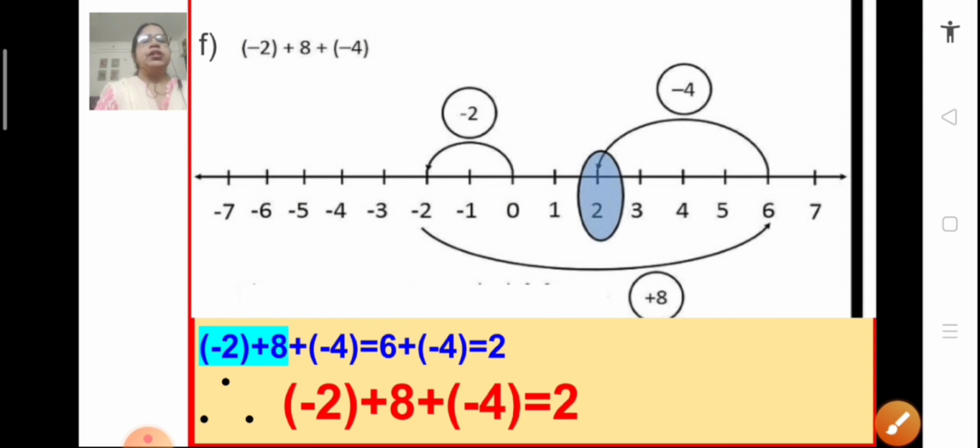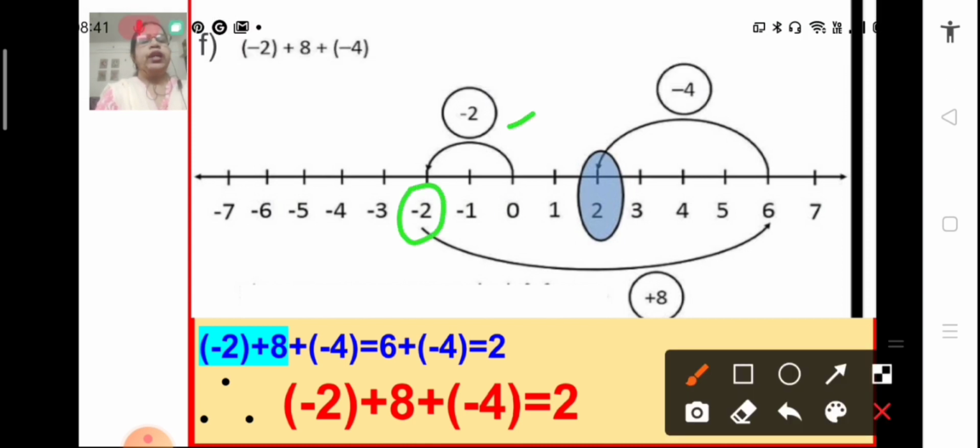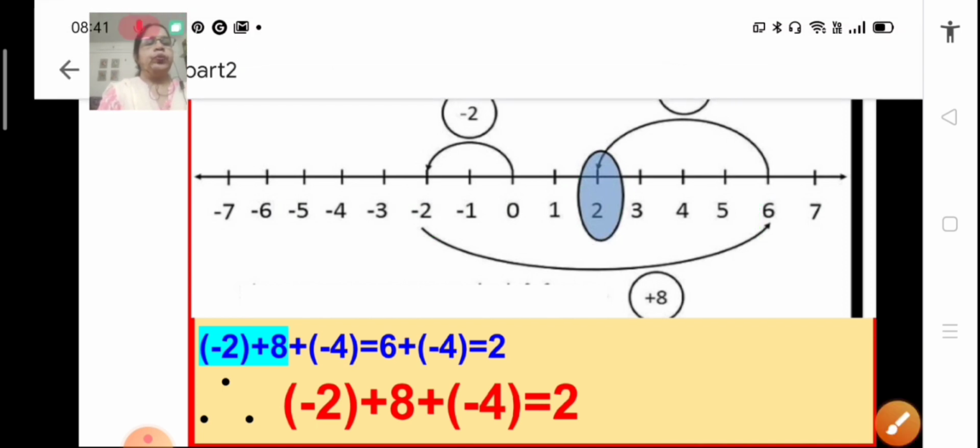Next one, negative 2 plus 8 plus negative 4. So for negative 2, from 0 we move to the left, negative 2. From negative 2 towards the right 8 steps, we reach 6, and from 6 again 4 steps towards the left, it is negative 4, and where do we reach? We reach 2. So negative 2 plus 8 plus negative 4 is equal to 2.